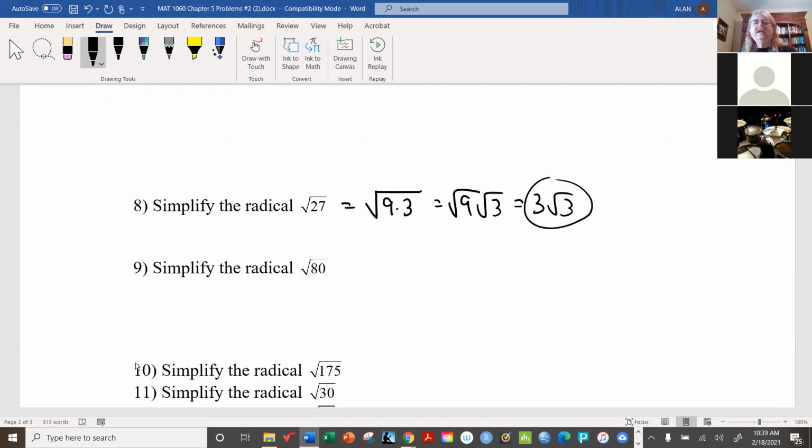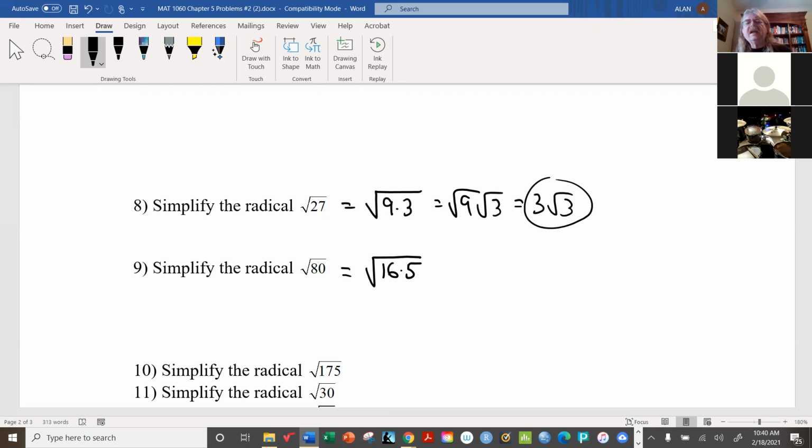Okay, how about 680? What can we do with that one? Well, there's more than one way of getting this one simplified. The one that I like the best is this one because this involves the fewest steps. You can rewrite this as 16 times 5. Now, you could also have written it as 4 times 20 because 4, of course, is a perfect square, but you would still need to go through extra steps.